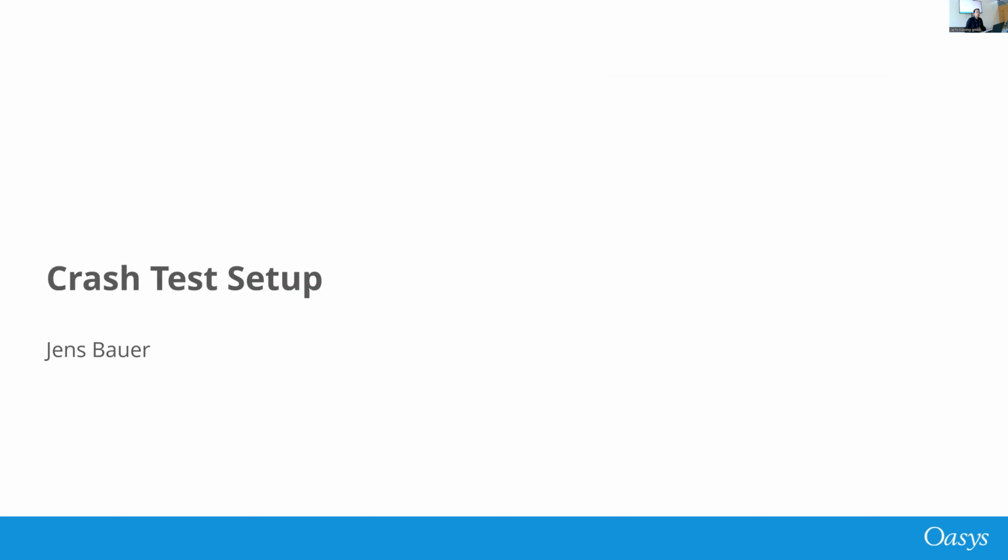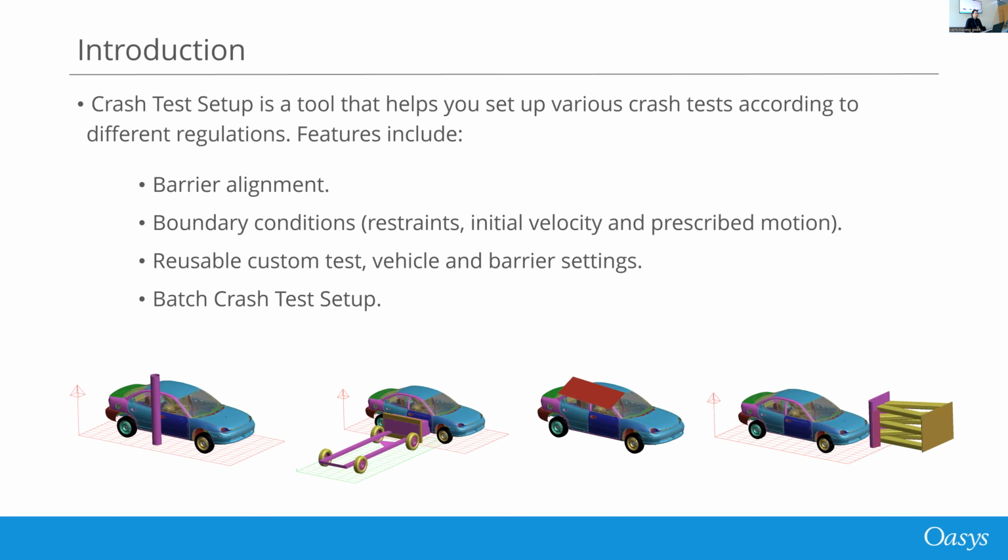Hello, my name is Jens Bauer. I'm a software developer in the Oasys LS-DYNA team, and I'm here to present the crash test setup tool. The crash test setup tool helps you set up various crash tests according to different regulations. The tool positions the barrier to the vehicle and creates all the surrounding boundary conditions, such as restraints, barrier or vehicle velocities, or contact definitions between barrier and vehicle.